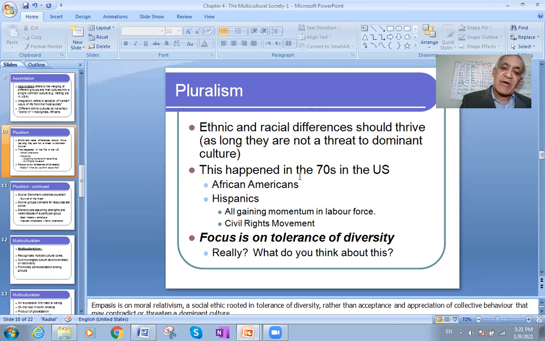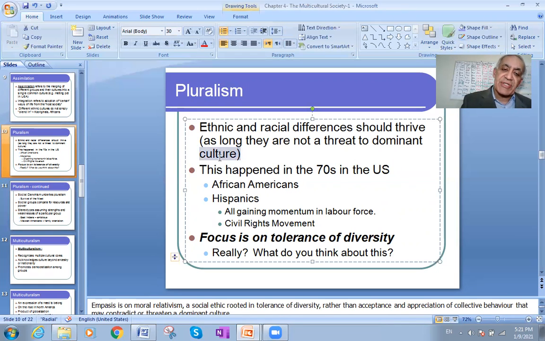As long as they are not a threat to the dominant culture. It happened in the 1970s in the United States, with African Americans and Hispanics all gaining momentum in the labor force and the civil rights movement. That's right. The focus is on tolerance of diversity.